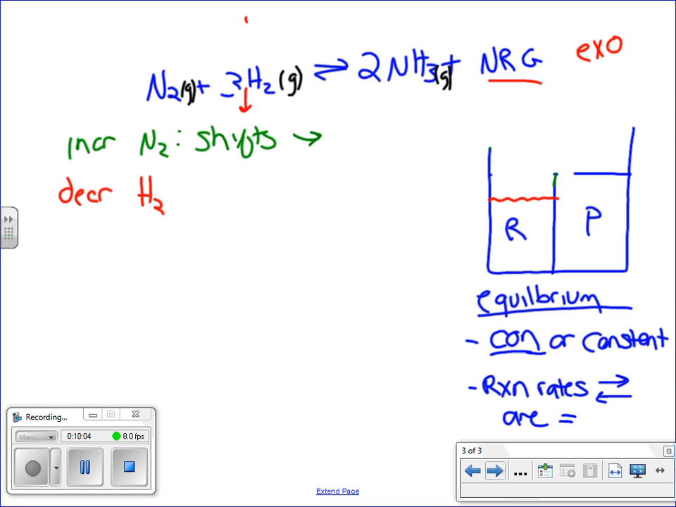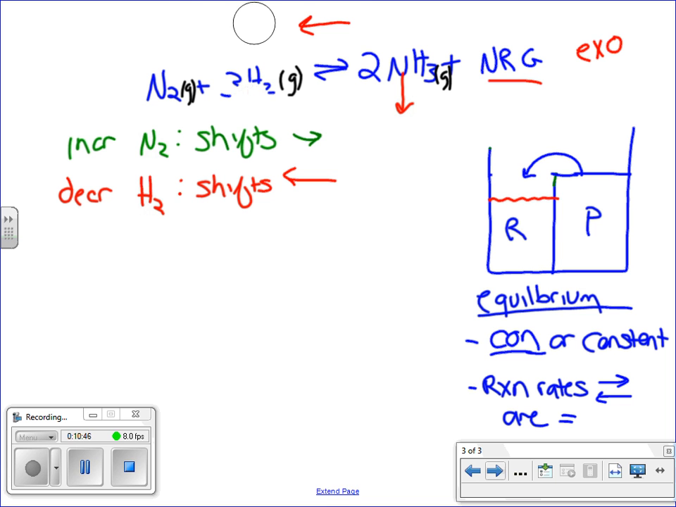Now, in order to restore the balance, to get back to this balance that we had, some of this product has to come back over to the reactant to replace it. So this reaction is going to shift to the left, to replace the missing hydrogen. Okay, so my concentration of NH3 is going to decrease. I'm going to use up some NH3, and I'm going to produce some more N2. Okay, that is how it's going to happen. That's what's going to happen if I decrease the amount of hydrogen.